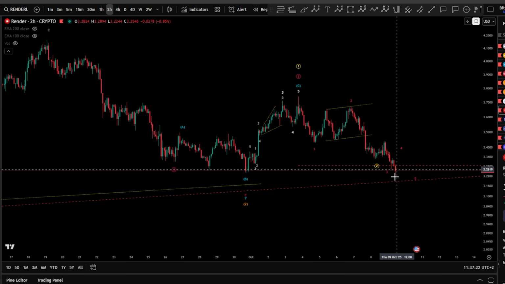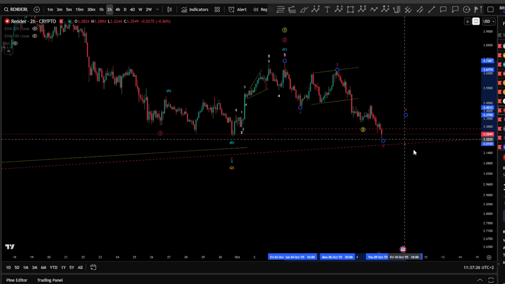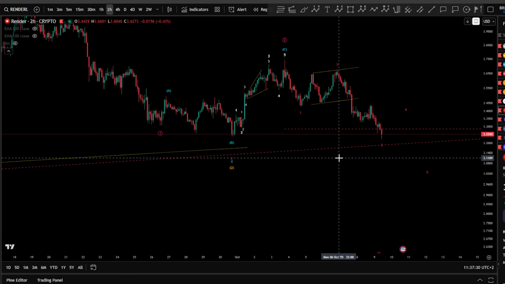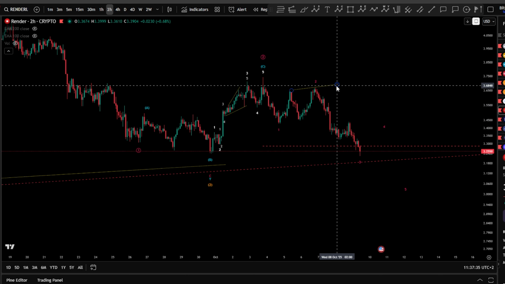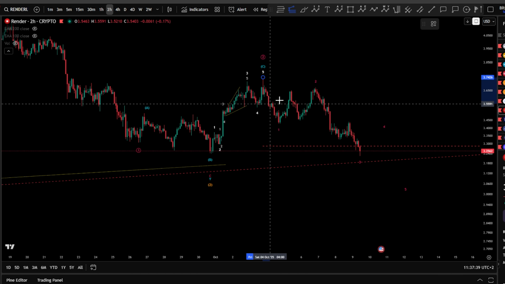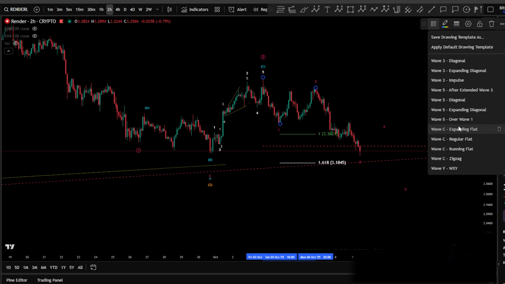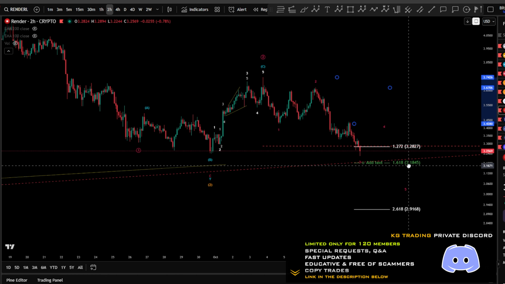So for Render, I would say I'm not satisfied at all with this price that I'm looking at. It's not looking good, honestly, for the bullish case. So we have to be very clear here, and we have to accept that this is not looking good for bullish. Okay, so we have to say it very loud and clear.